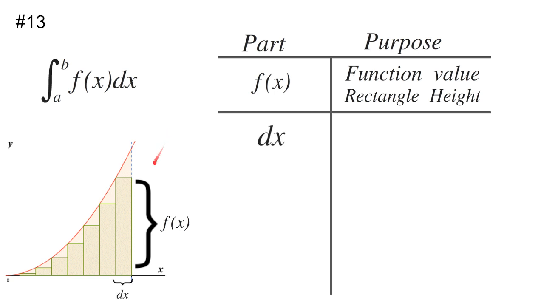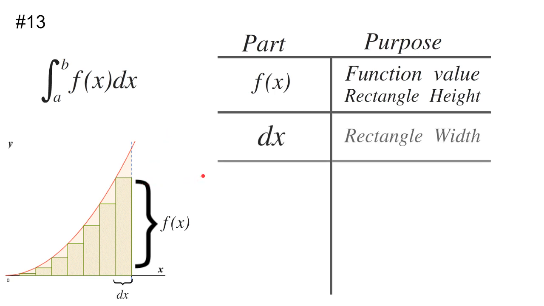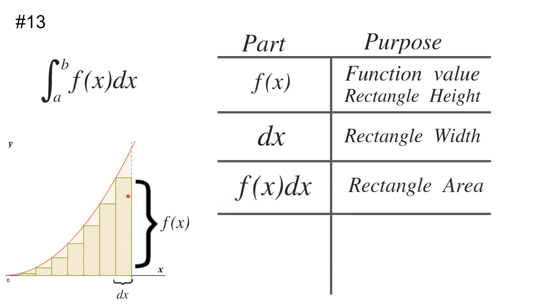D of x, I have it bracketed down there. It's going to act like the rectangle width. So here we have f of x equal to the rectangle height and d of x equal to the rectangle width. To find the area of a rectangle, we do length times width, height times width, and we'll get f of x dx. So the area of one of these rectangles is f of x dx.